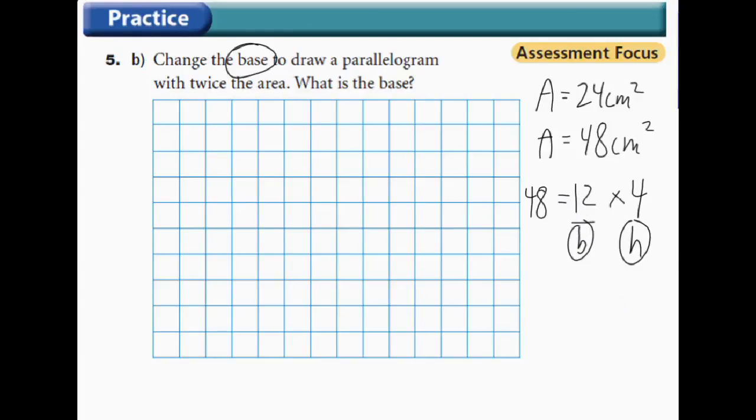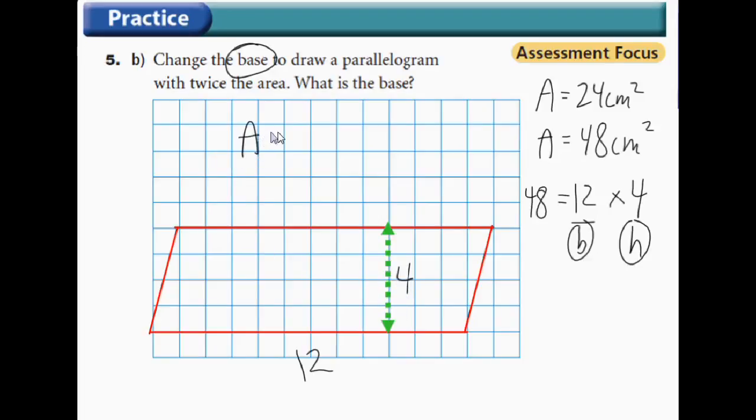So now let's try that out and see if that actually works. A base of 12, so 2, 4, 6, 8, 10, 12. Did I get that right? 4, 6, 8, 10, 12. There we go. And a height of 4, so 1, 2, 3, 4. And again, we'll go 12 over and down. So I'm going to mark my height. There's my height of 4. And I've got a base here of 12. I've got my height of 4.